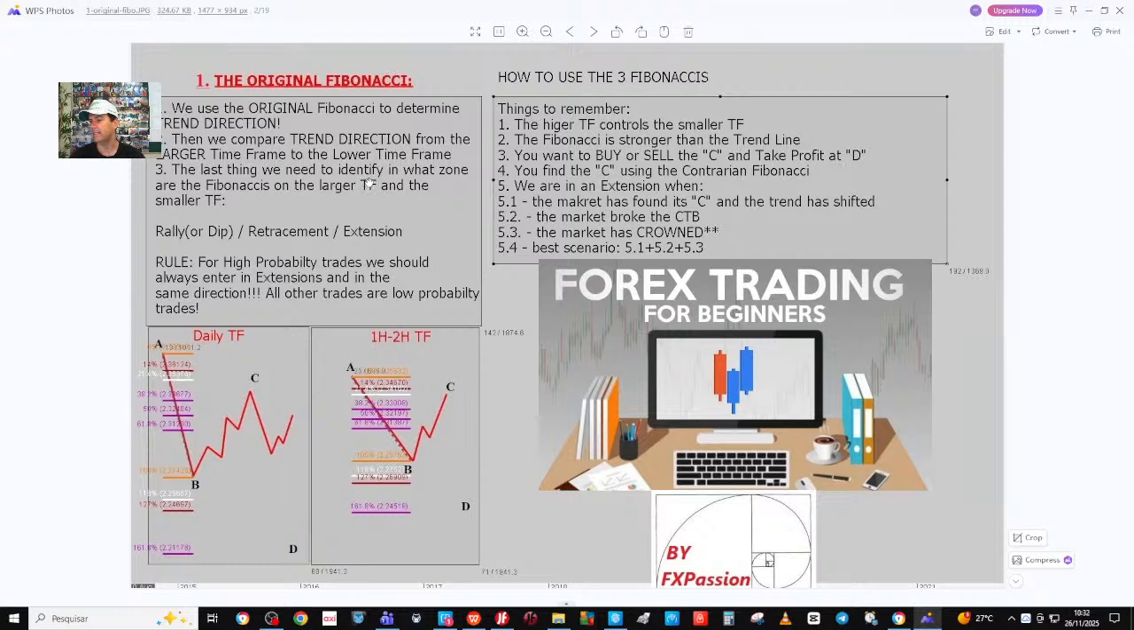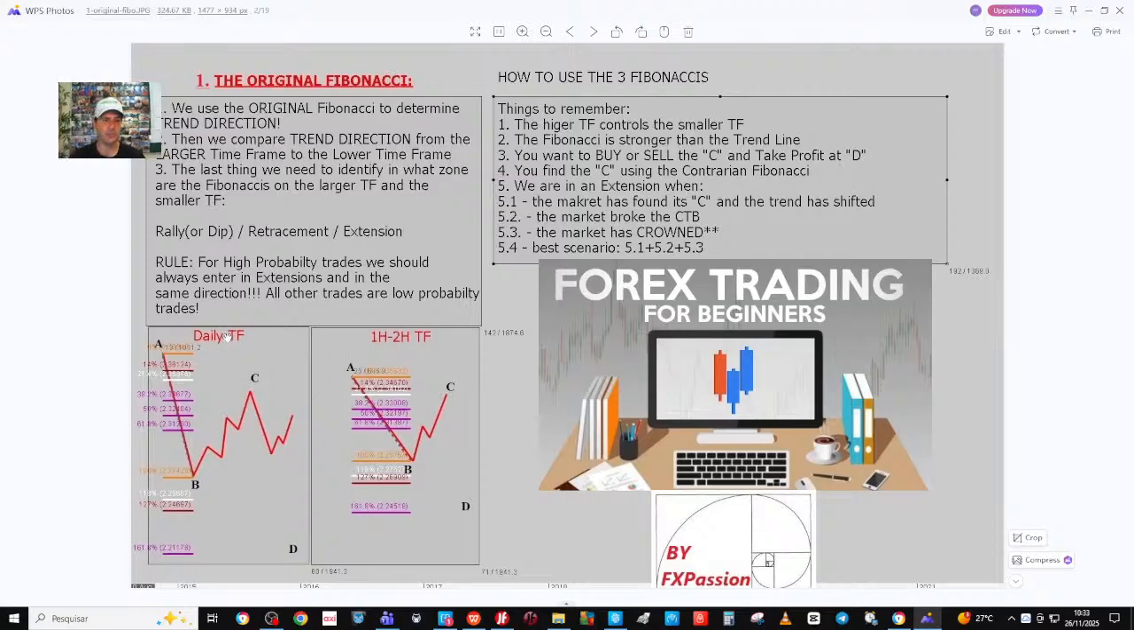In the meantime, the original Fibonacci, we use the original Fibonacci to determine trend direction. Number 2, we compare trend direction from the larger time frame to the lower time frame. And number 3, the last thing we need to identify is in what zone are the Fibonacci's on the larger time frame and the smaller time frame.